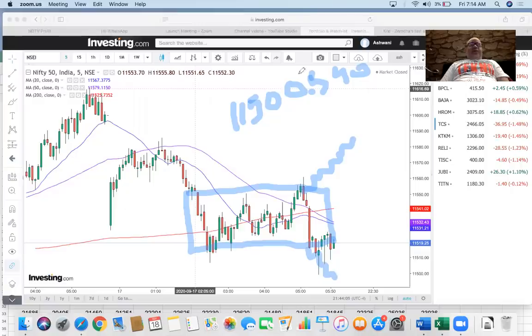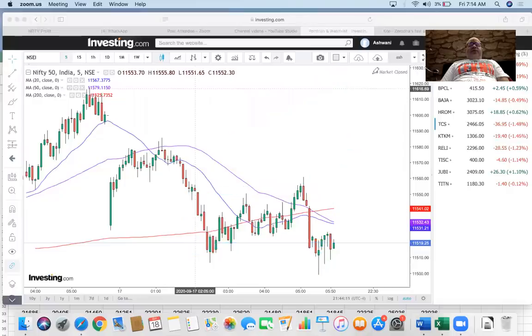So based on this, what we should try to do, if we open at current levels on the SGX, which is 11,505, any rally towards 11,530, 540 should be used to sell. This is plan one.